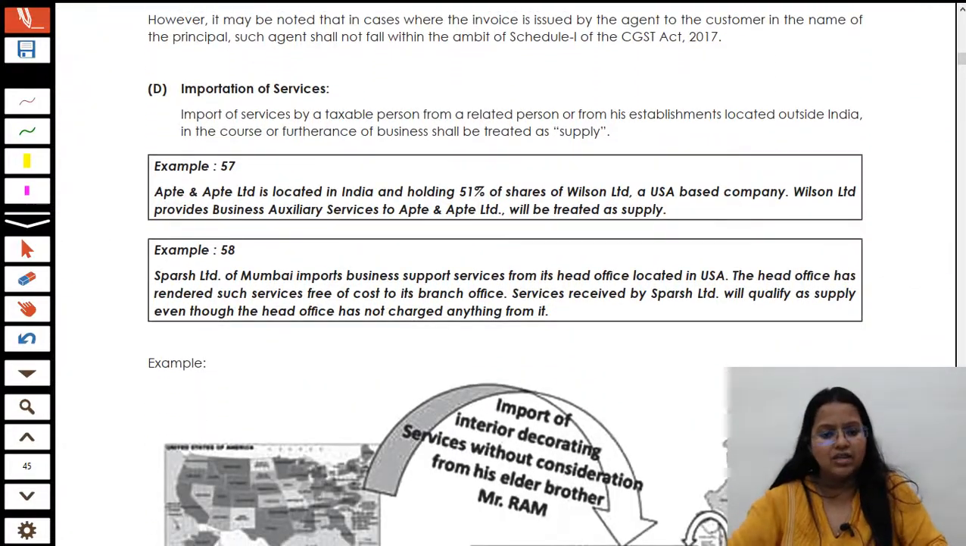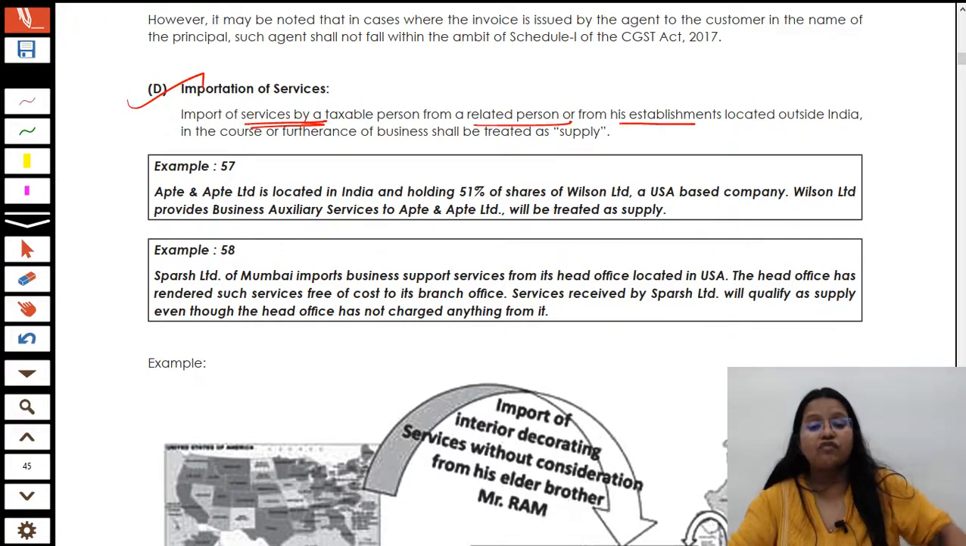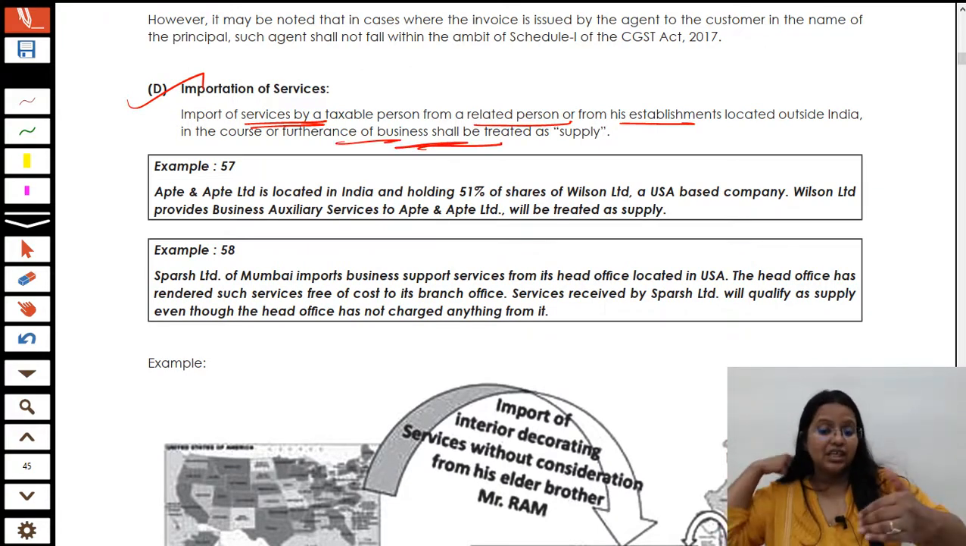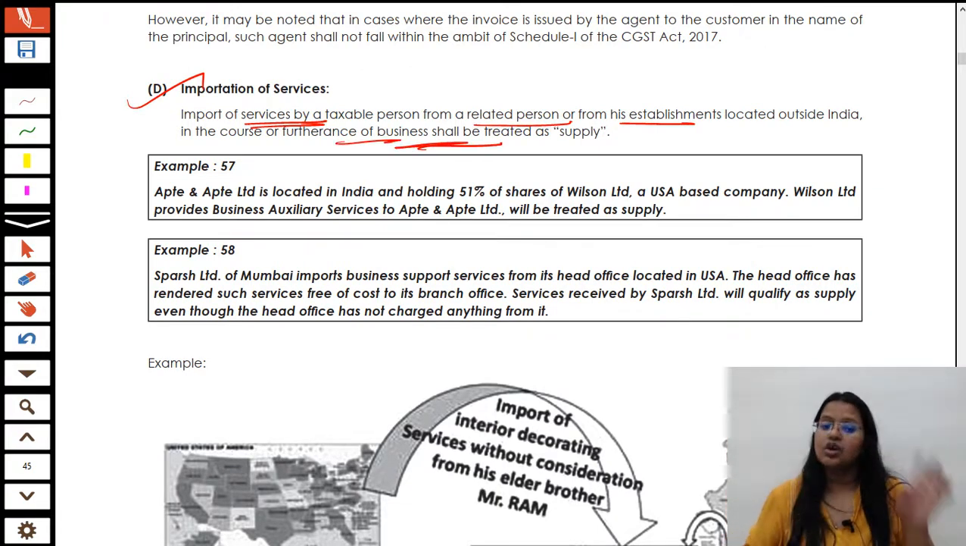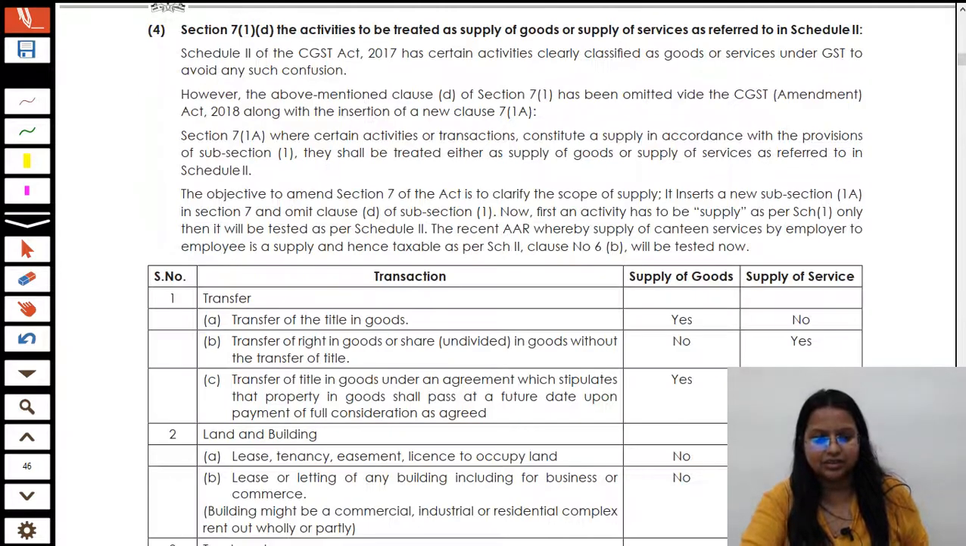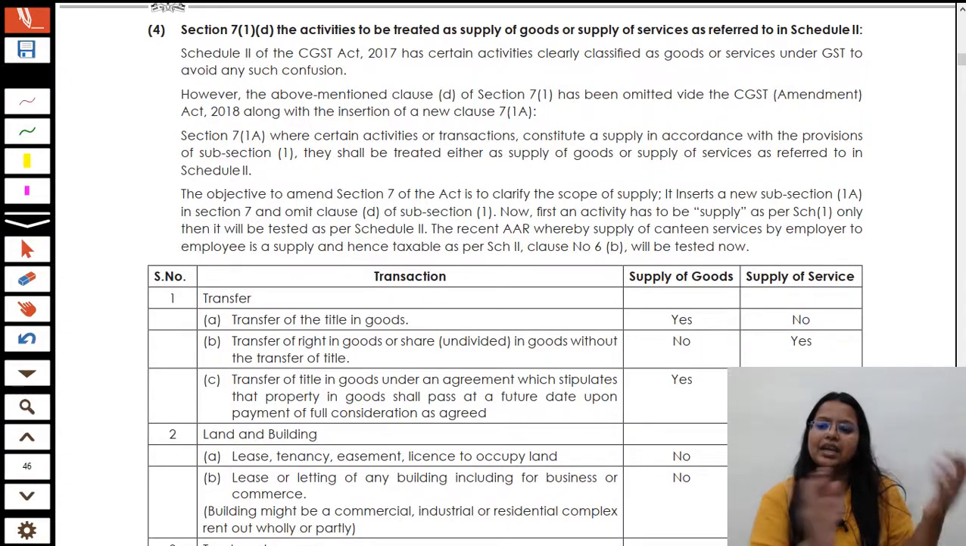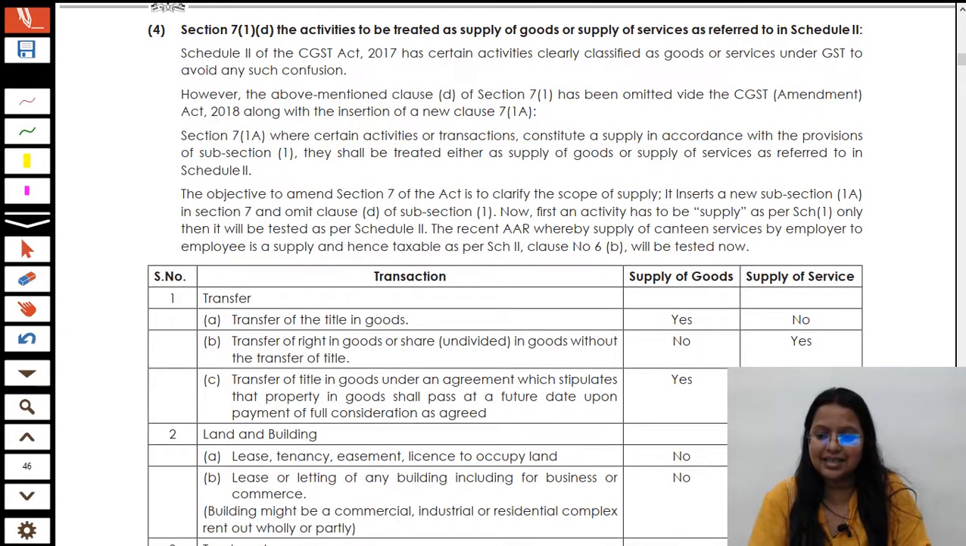Next is importation of service. So if the person has imported any services from a related person or from his establishment outside India in the course or furtherance of business for which he has not paid any kind of consideration, para 4 schedule 1 of CGST applies. We have all covered there. Okay. Next is students, schedule 2 of CGST Act 2017.